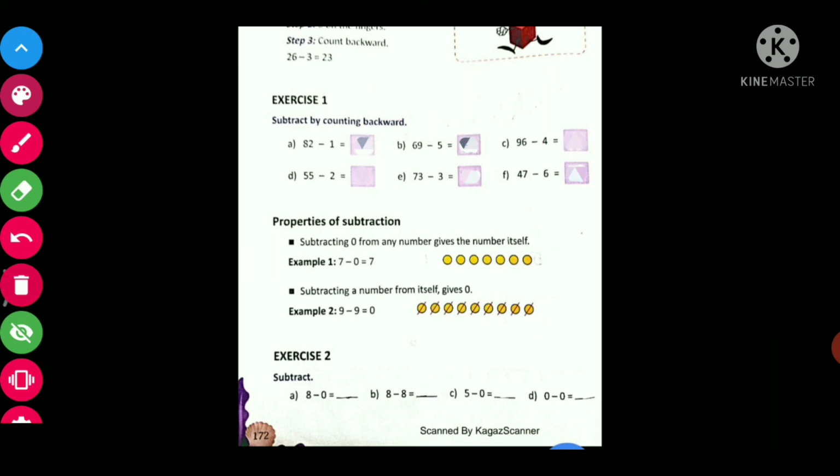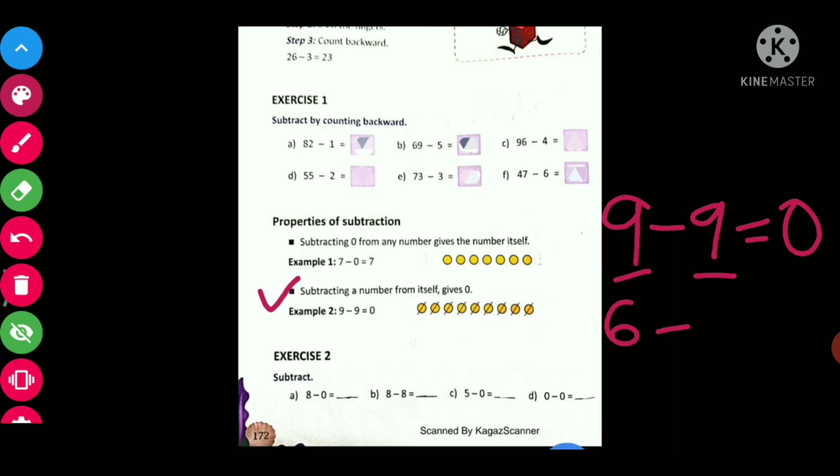Okay, this one is the first property. Second property is what? Subtracting any number from itself gives 0. So if we subtract same numbers, then the answer will be what? 0. So if I subtract 9 minus 9, we'll get 0, because these two are same number, right? So if I subtract 6 minus 6, I will get what? 0, because both the numbers are the same. Okay, this is the second property.